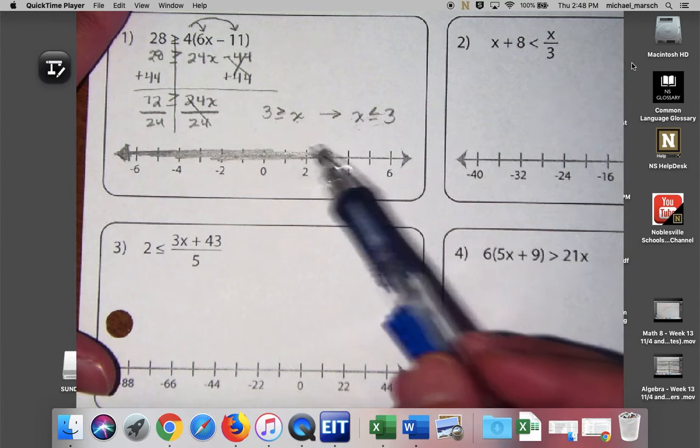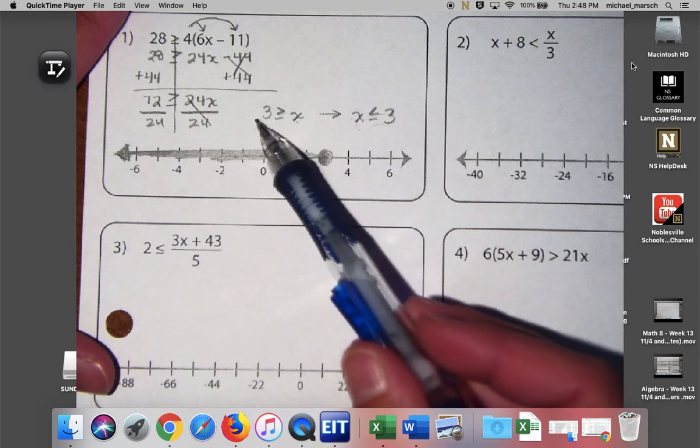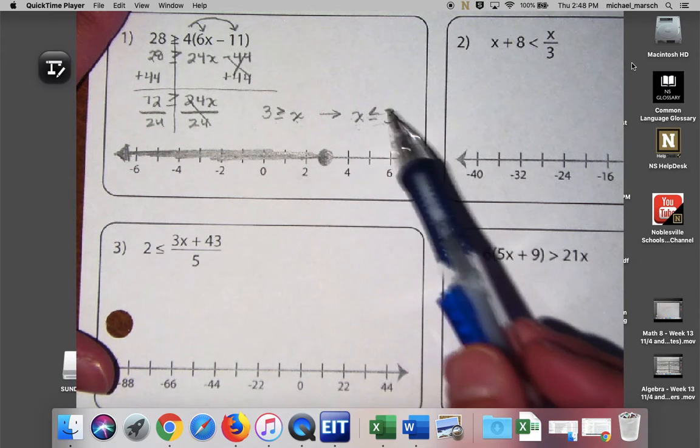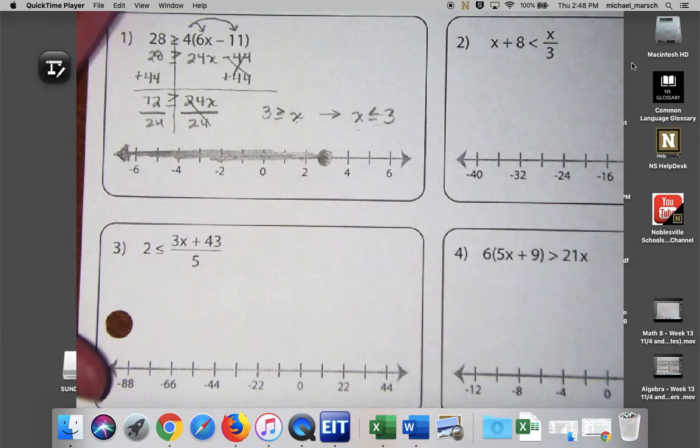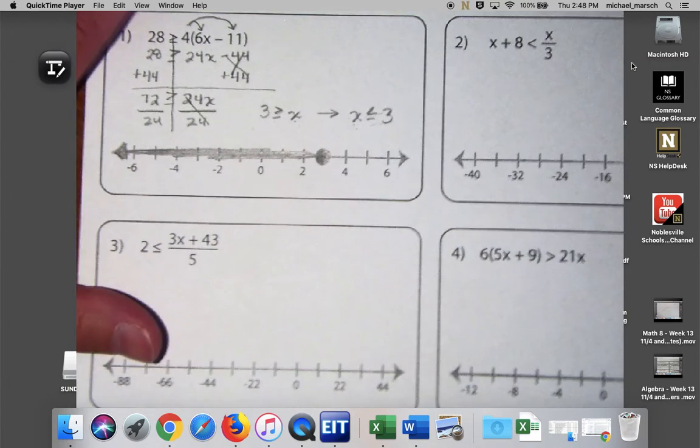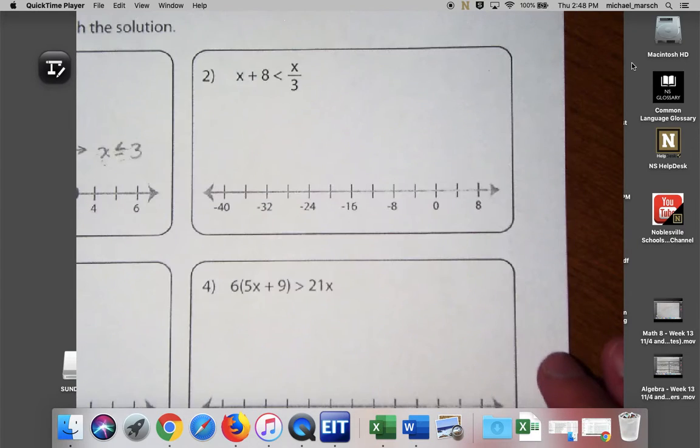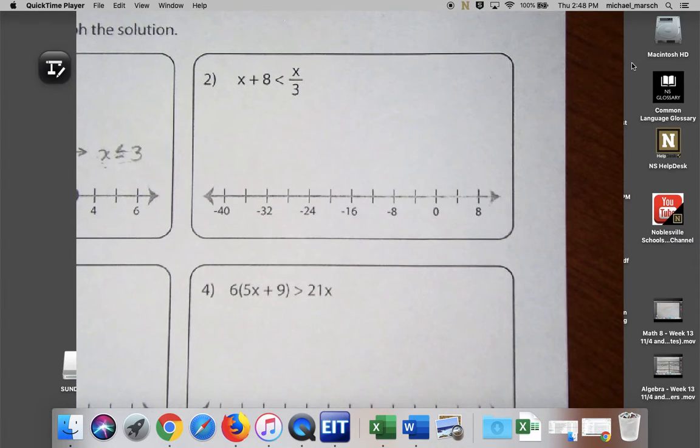Right? This says x is less than or equal to 3. This says x is less than or equal to 3. You'll get used to it. Almost every one of these requires us to do that. Okay. All right. Question 2. I've got a fraction. How do we clear fractions?